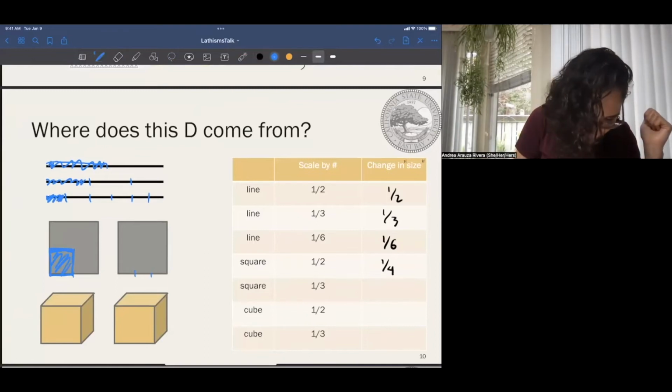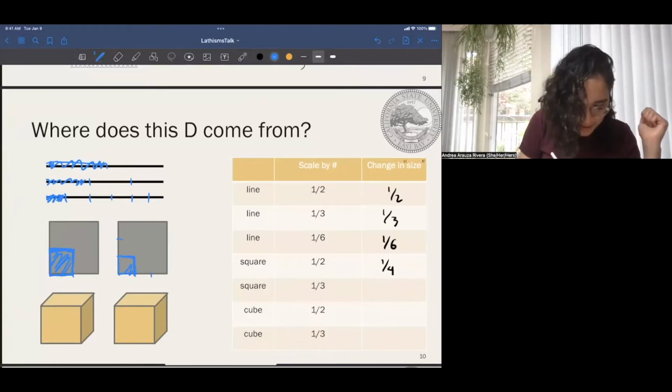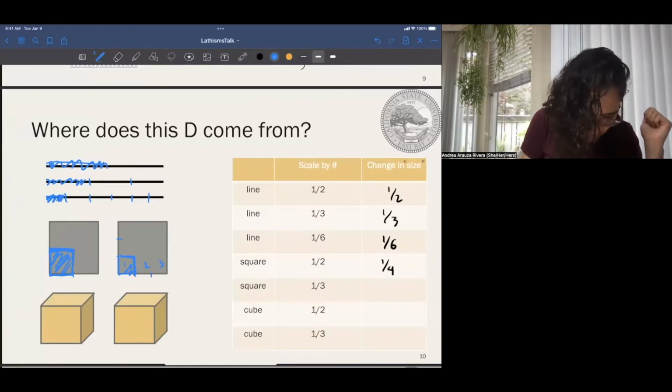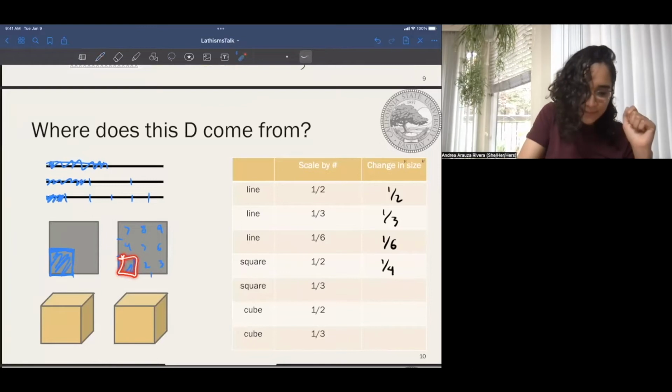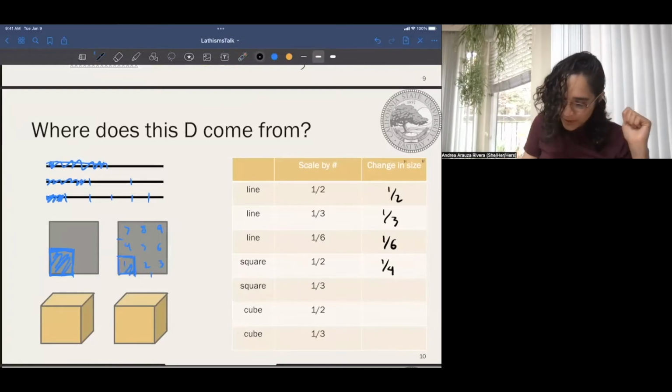If I do the same thing instead scaling by a third, I get maybe a small square like this. And now I've got 1, 2, 3, 4, 5, 6, 7, 8, 9. So now I have 1/9 of the area that I had originally. So this would be 1/9.